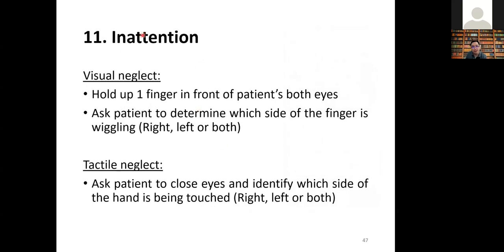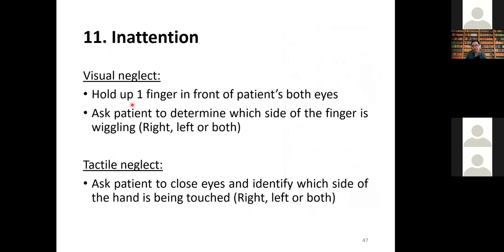So finally, item 11 is the inattention or neglect. There are a total of 5 different modalities that you can test. But usually we test visual and tactile, which are the easiest to test. For visual neglect, hold up one finger in front of the patient's eyes and ask the patient to determine which side of the finger is wiggling. So you just hold like this, then ask which side is wiggling, left, right, or both. Tactile: ask the patient to close their eyes and identify which side of the hand is being touched.